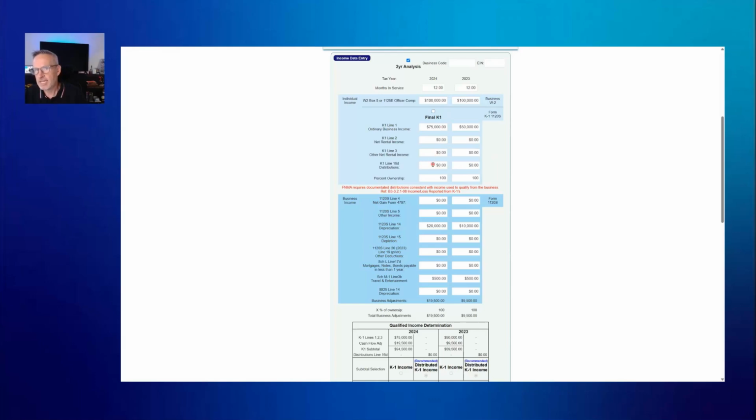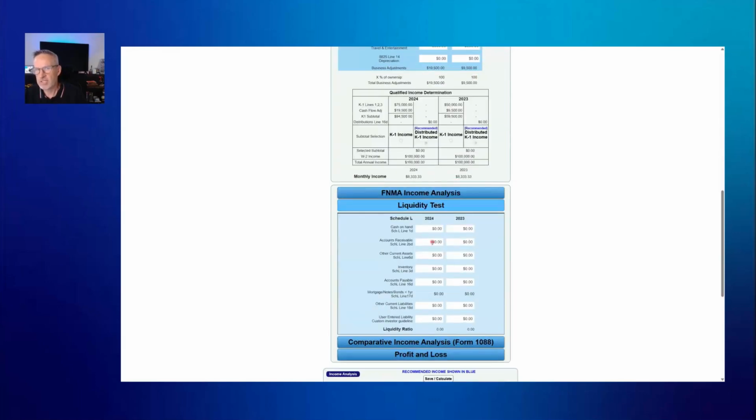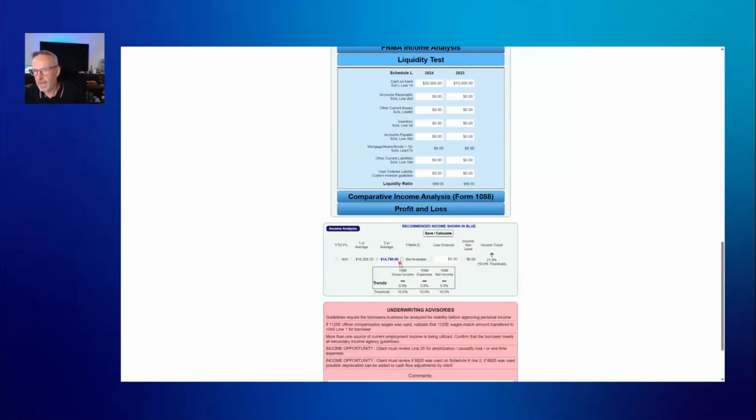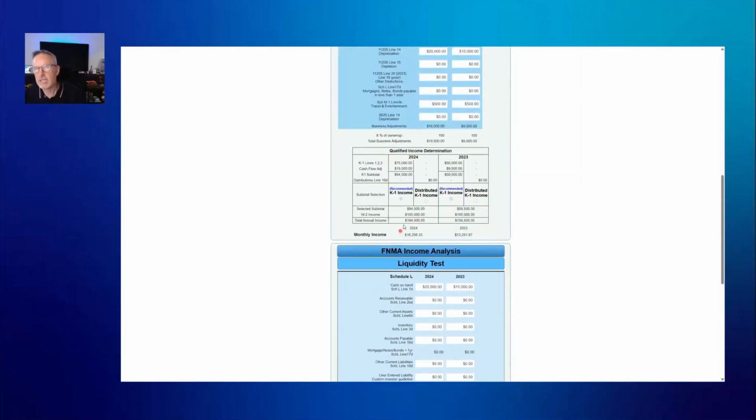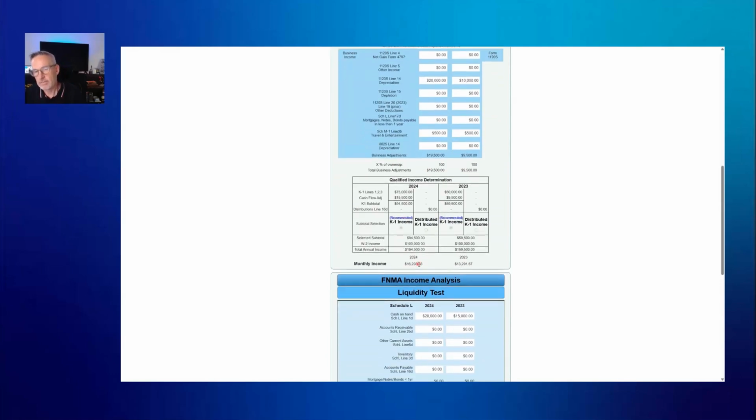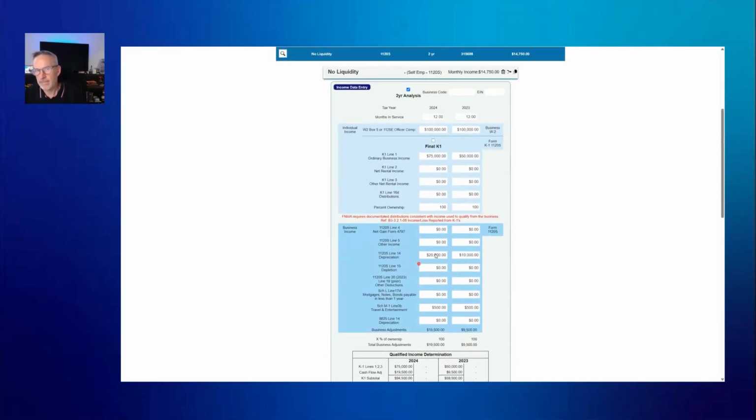But let's say you see this, how do you fix it? Well, the first thing you do is go to Schedule L and see if they have any liquidity, right? So if I have this and just no debts, well, guess what? I've got infinite liquidity because I have no debts, and so it would pass. So I went from just the W-2 income to all of it. That's possible.